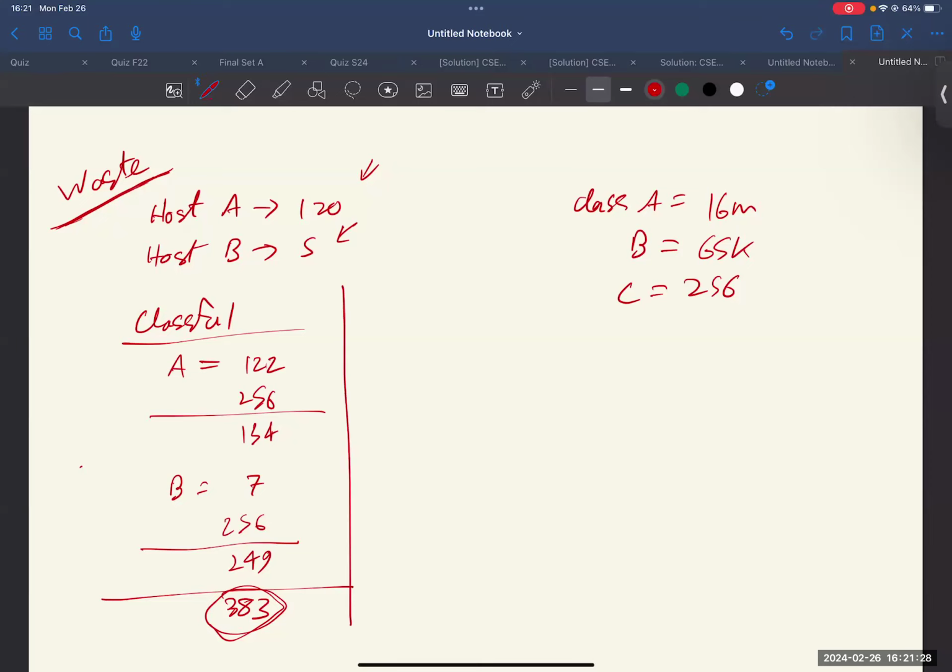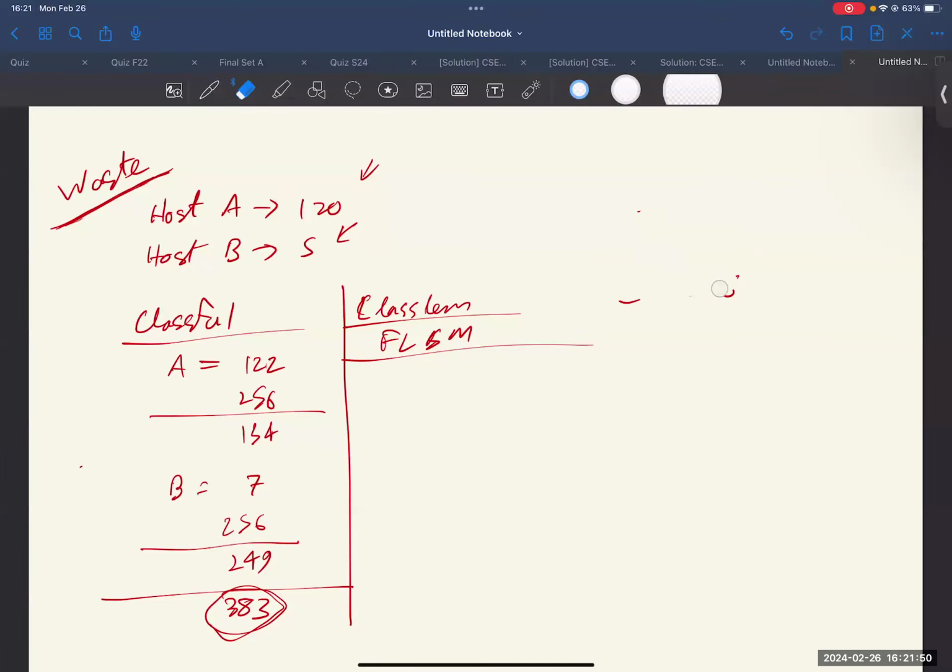Now, as I said, my target is to reduce waste. So I'll go to classless IP addressing now, and I'll start with FLSM. In FLSM, you can have any number of subnetworks, right? Or you can choose the subnet mask or the prefix mask. So to satisfy 120, how many IP addresses do I need to give it? At least 128, right?